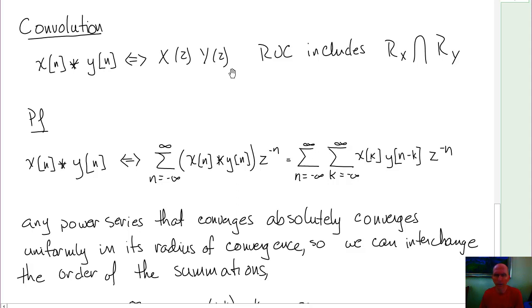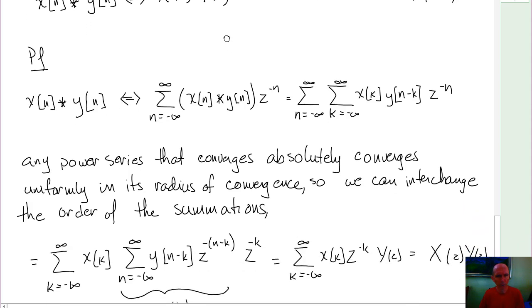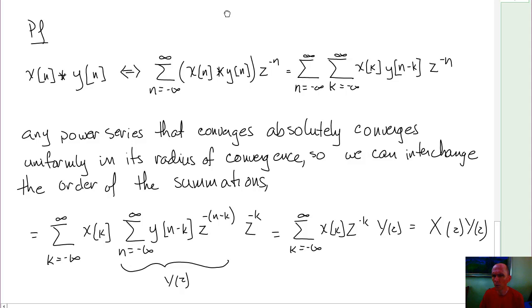And the problem here is that x of z and y of z both can be polynomials. Now, if there are no cancellations of poles and zeros, then the region of convergence is going to be the intersection of the regions of convergence. However, in some cases, we could have a zero of x cancel a pole of y, and the region of convergence could change. So let's go through the proof quickly. It's very similar to the one we did before, but let's go through it again.